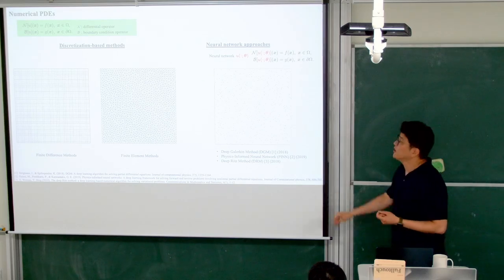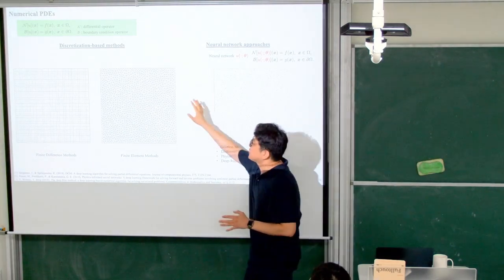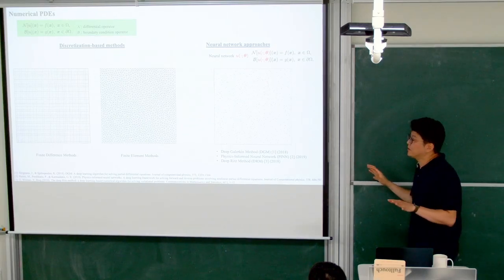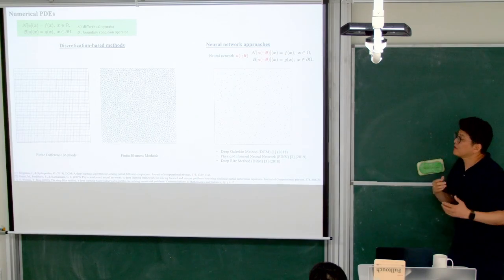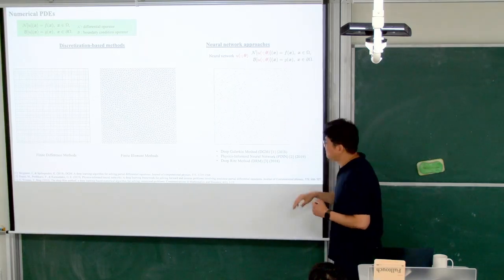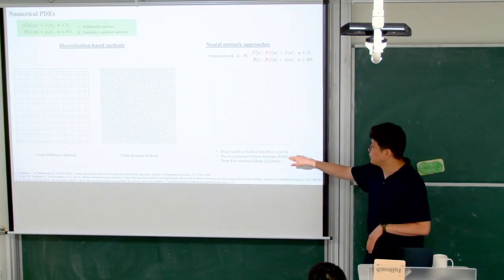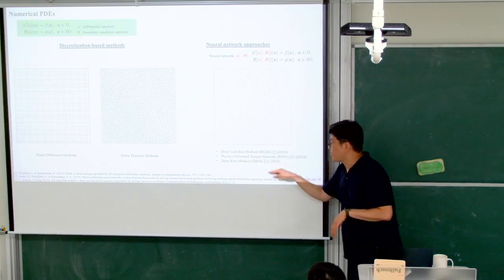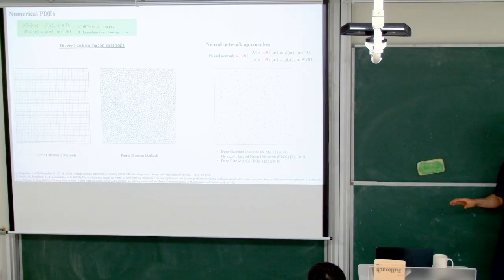To search for that optimal parameter, the difference from the previous method is that it does not require discretization, but uses random samples in the Monte Carlo sense. Depending on how to find such a nice parameter, there are different methods, such as the Galerkin method or the physics-informed neural network, abbreviated PINN, and another is the deep Ritz method. These methods differ depending on how they construct the loss function.